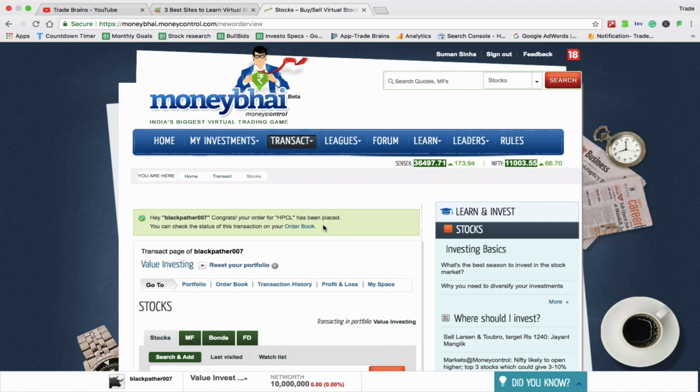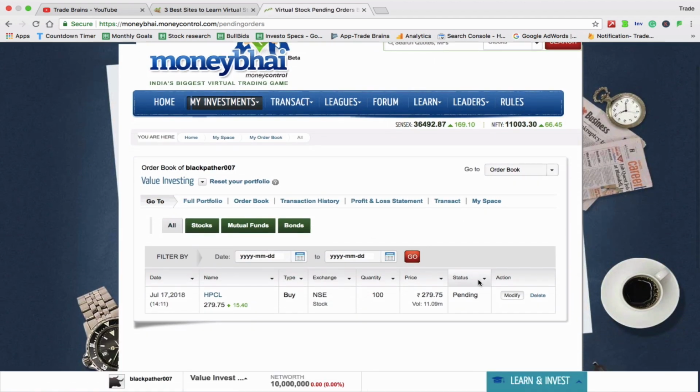Let's say you bought the stock but the transaction is not complete. Maybe there's not so much seller who is selling that stock, so it will show a pending result. As long as it is in the order book, you can see that it's pending, that the transaction is not complete. Maybe it's not able to find the seller or something.